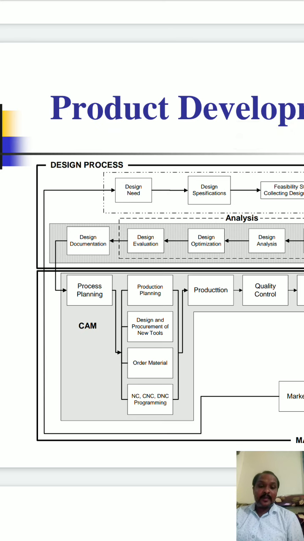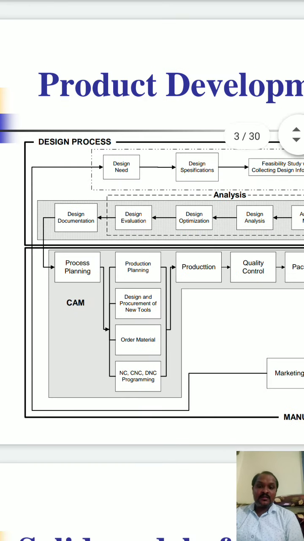Are you working with a manual process, or a manual plus semi-automated process, or are you going with a completely automated manufacturing process, etc. Everything will depend upon the CAM, that is the computer aided process. First thing will be the process planning.